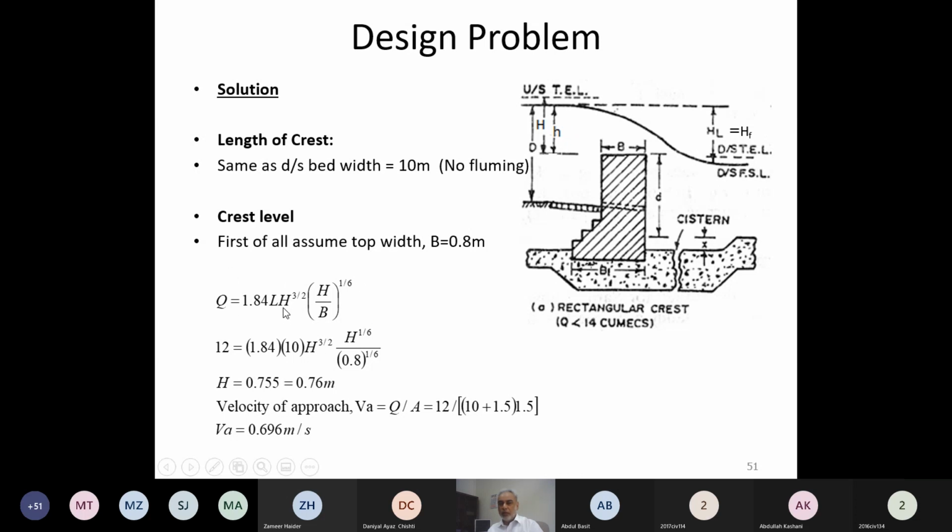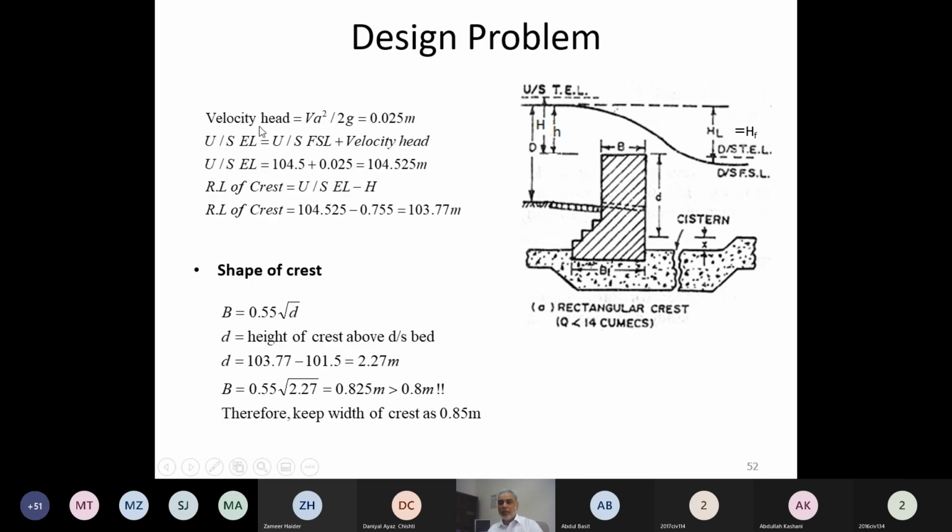And then using this formula, assuming this B, H is calculated to be 0.76 meter. Then velocity is calculated from the discharge and the shape of the channel. Area of the channel is calculated from the trapezoidal area formula. Discharge divided by area gives the velocity of approach. VA is velocity of approach. And using this velocity of approach, velocity head is calculated, V square over 2G.